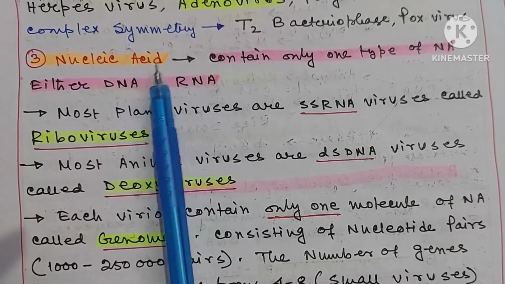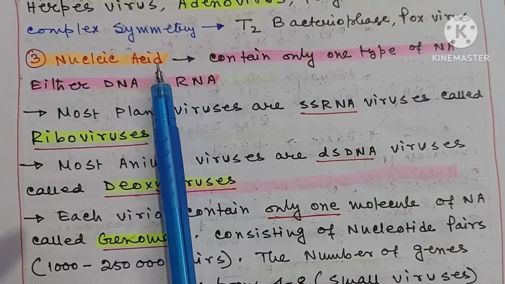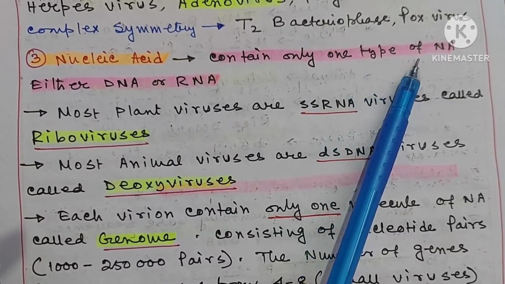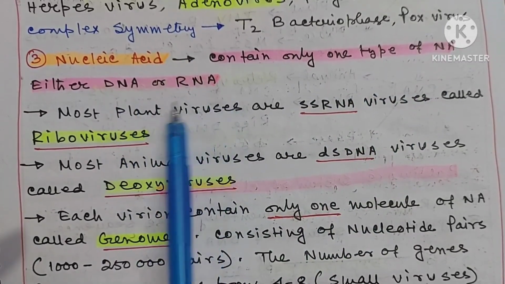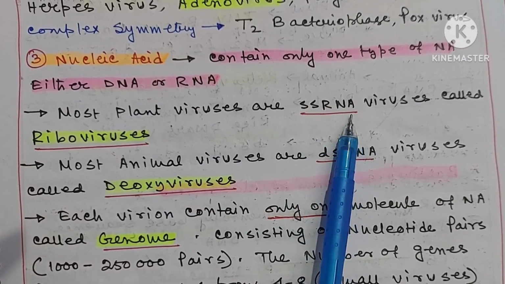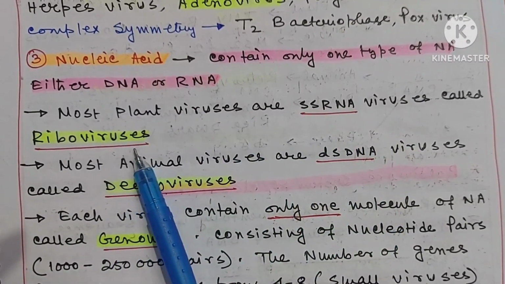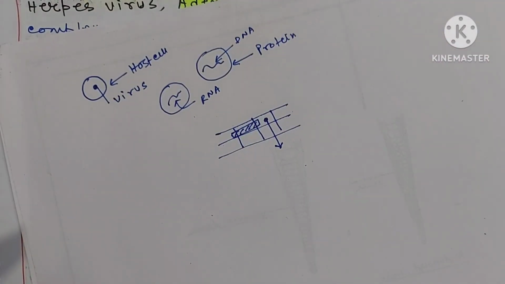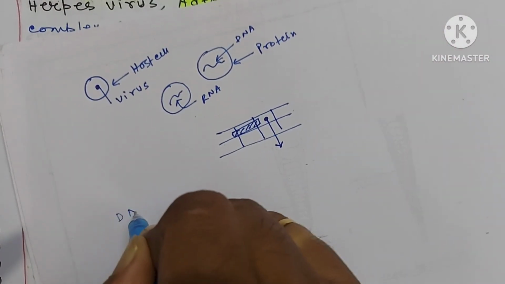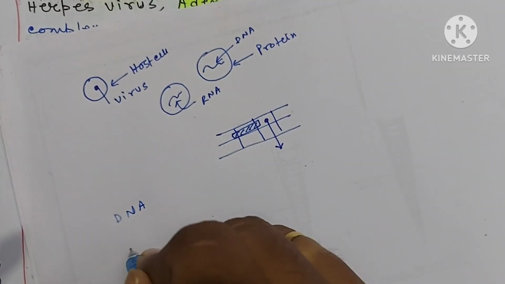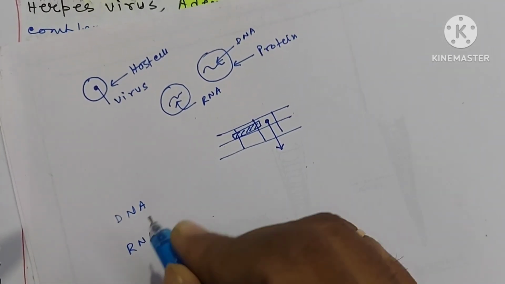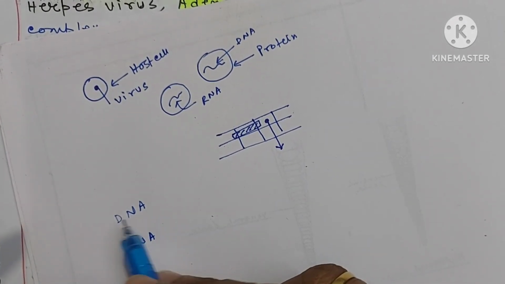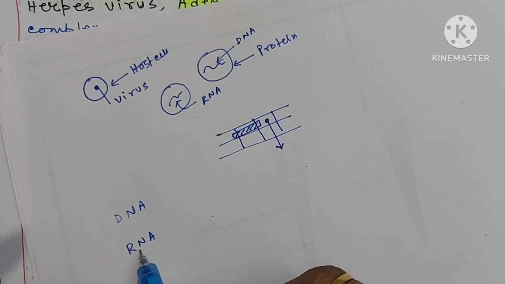the mumps virus. Okay, so nucleic acid is covered by the capsid layer, or the protein coat, and each virus contains only one type of nucleic acid. This may be either DNA or RNA. Most plant viruses are single-stranded RNA viruses, and they are called riboviruses. Usually you know that nucleic acids are of two types, DNA and RNA. In every living organism both DNA and RNA are present, but in the case of a virus, only DNA or RNA may be present.